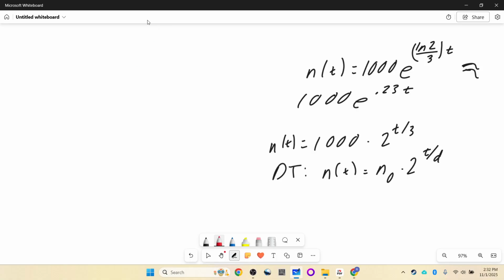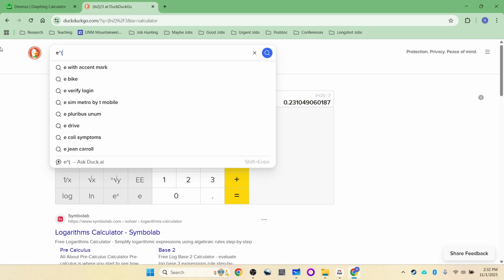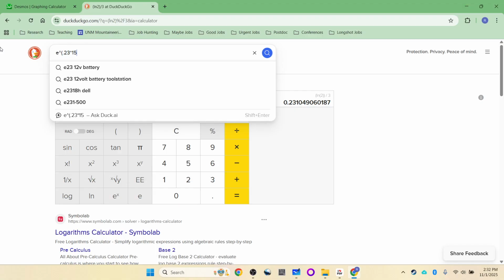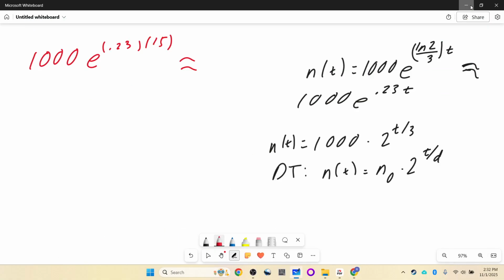All right, so then the question was, how many are there after 15 hours? So if we type in 1,000 e to the 0.23 times 15. All right, so let's see. e to the 0.23 times 15, about 31.5. And then that's times 1,000, so that means 31,500.